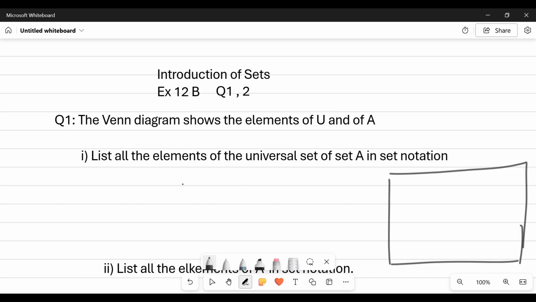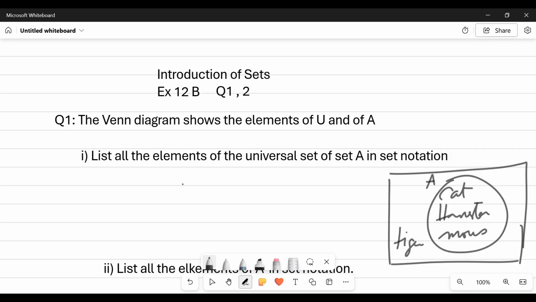There's a whole rectangle box. It's the universal set, and inside that universal set, we have set A, which is cat, hamster, and mouse. And outside the circle, we have tiger and lion mentioned. Now, a Venn diagram visually represents the sets and their relationship between the different sets, like set A, set B, set C. In question number 1, you need to show the elements of U, the universal set, and of A.